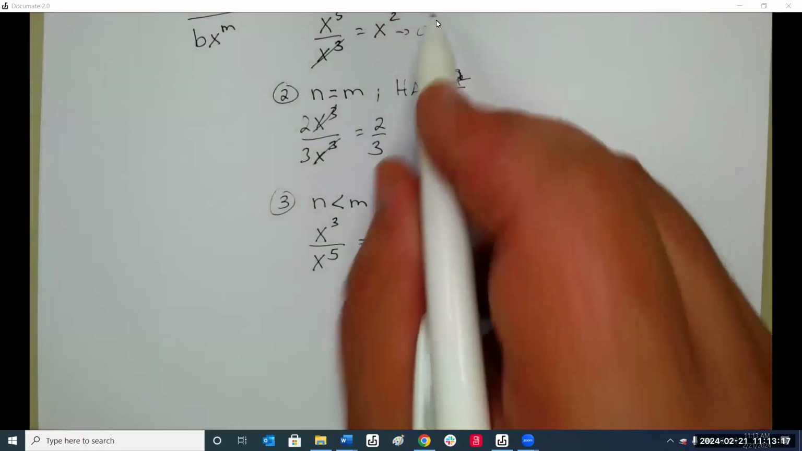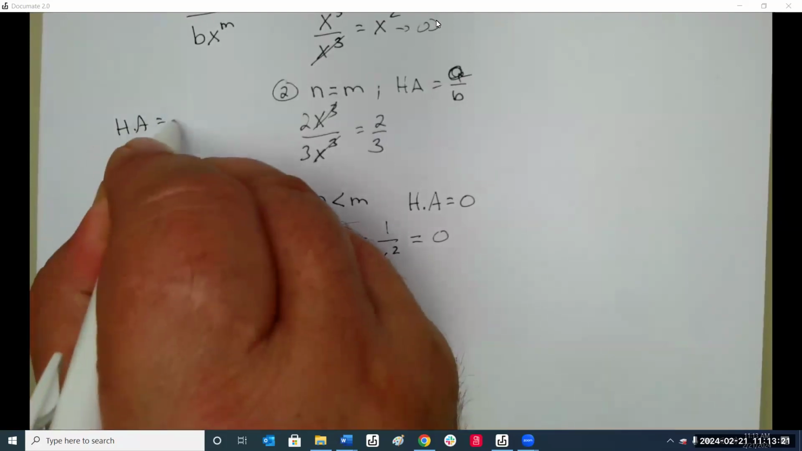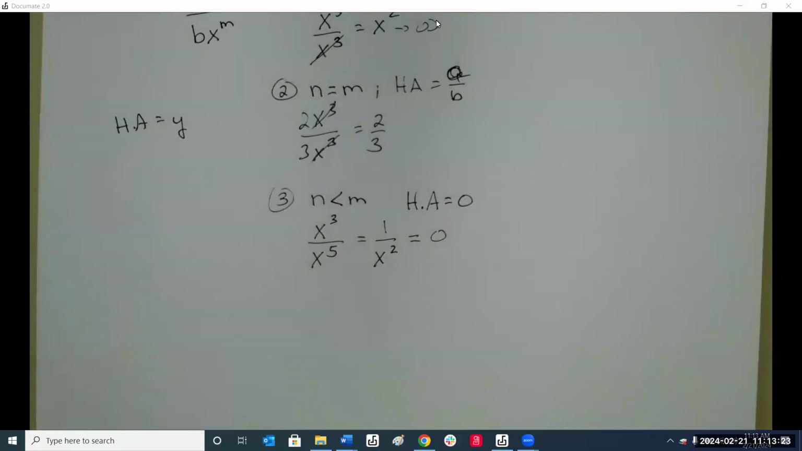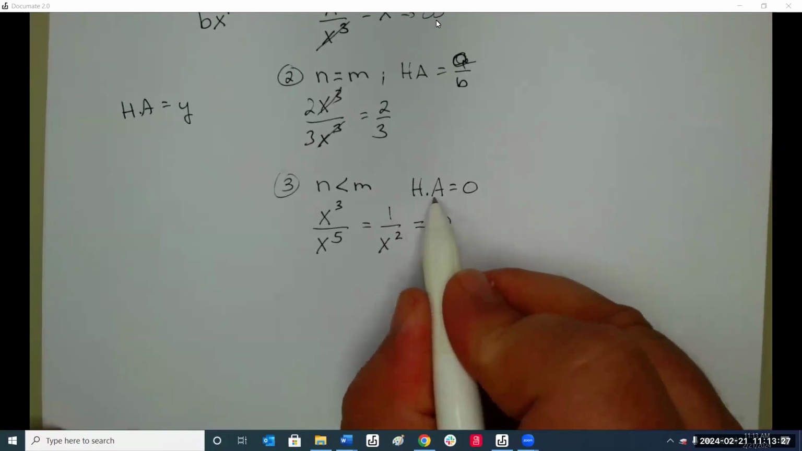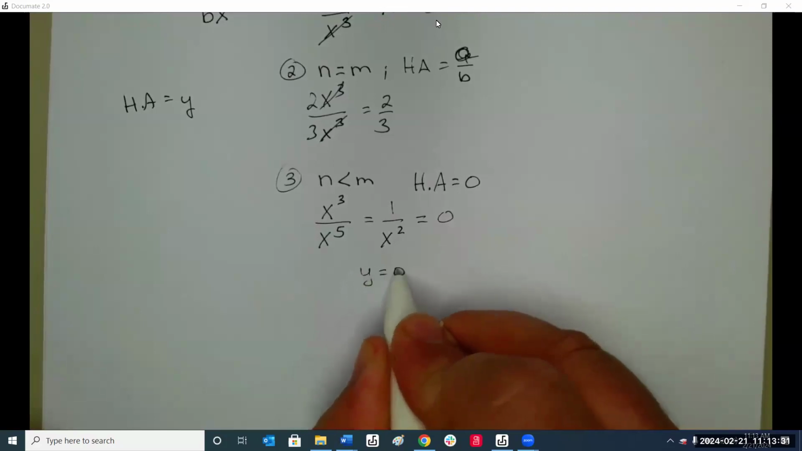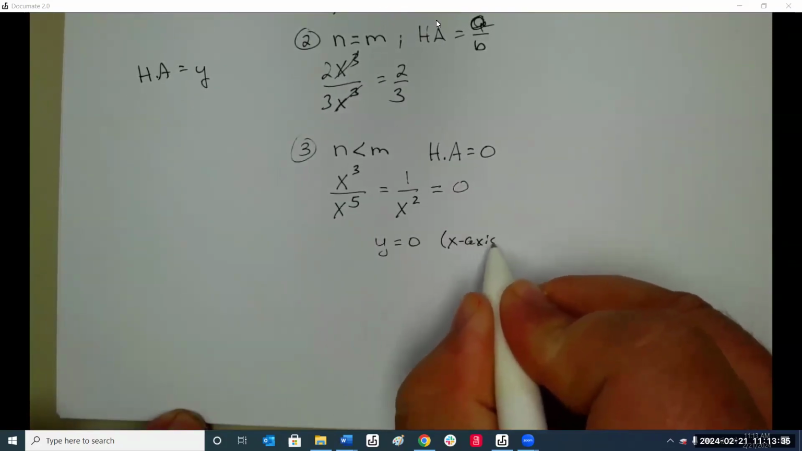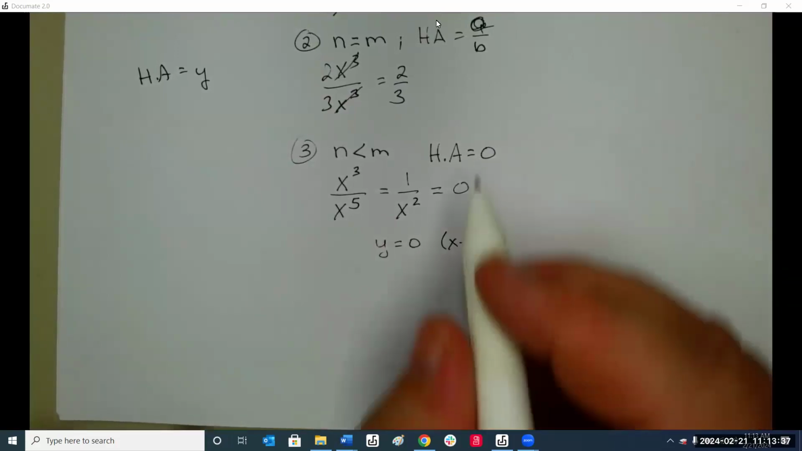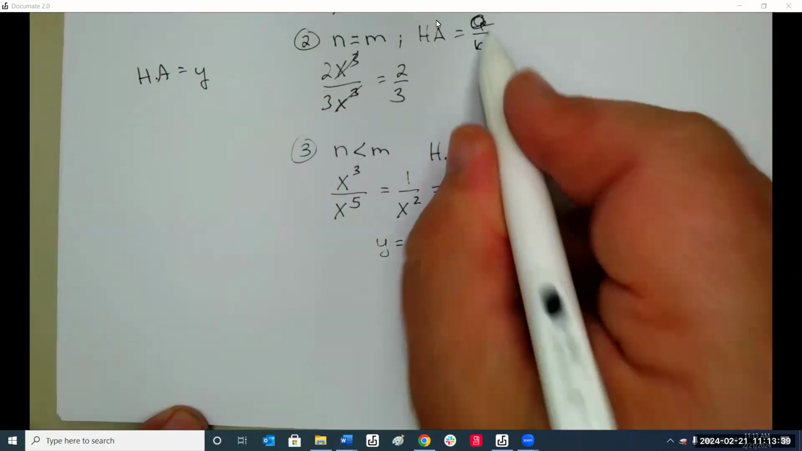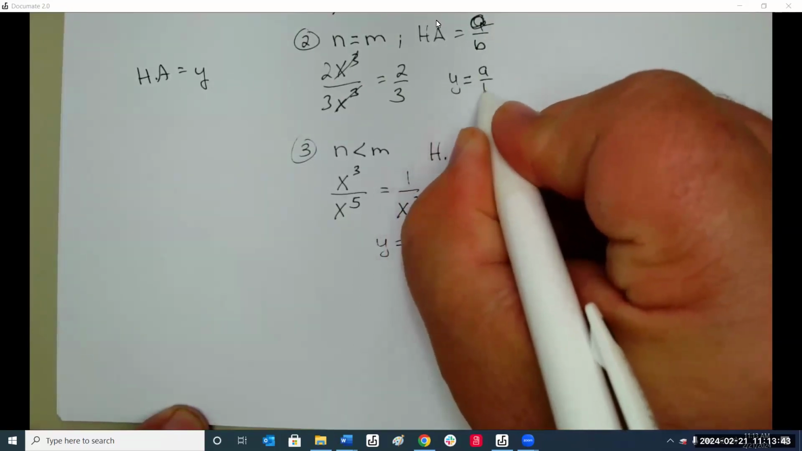Remember, the horizontal asymptote is the y value. It's a horizontal line. So a horizontal asymptote of 0 is the line y equals 0, which is the x-axis. A horizontal asymptote of a over b is the horizontal line y equals a over b.